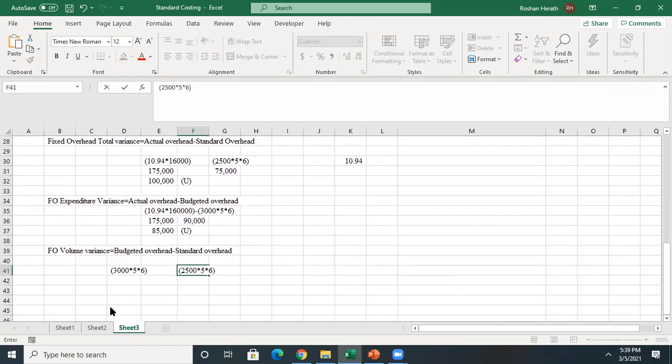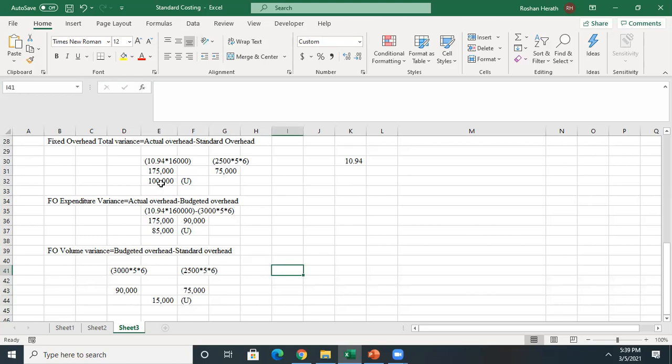So that's the situation. So here if you take that, it's 3000 into 5 into 6, 90,000. It's 2500 into 5 into 6, 75,000. Then we see a difference comes. 90,000 minus 75,000, 15,000. It has to be unfavorable because it needs to equal 100,000.